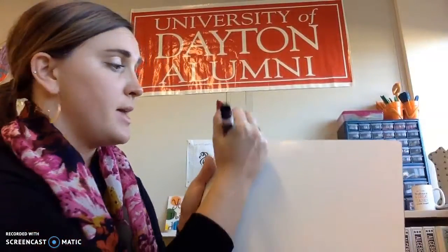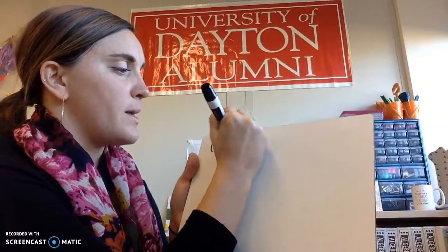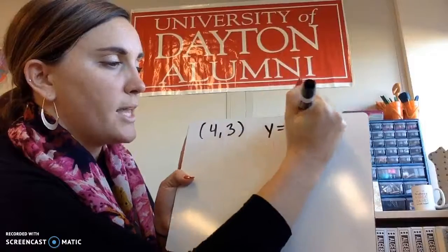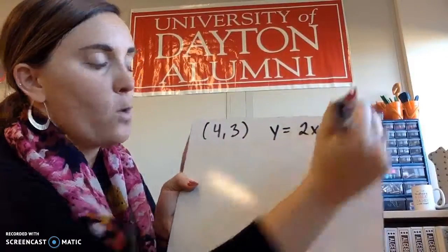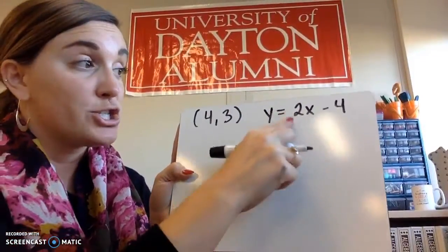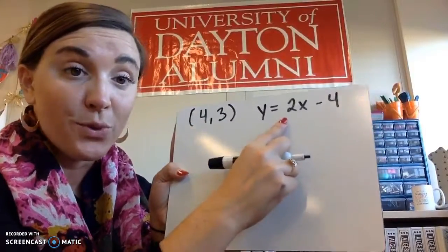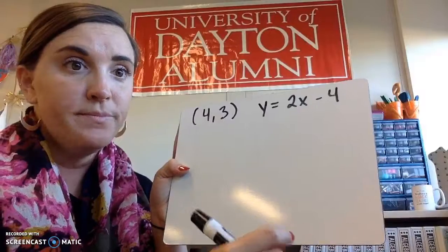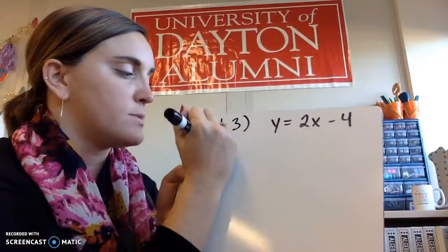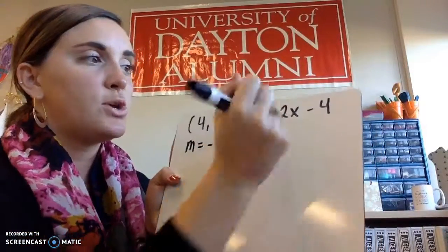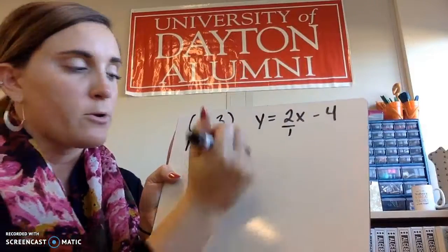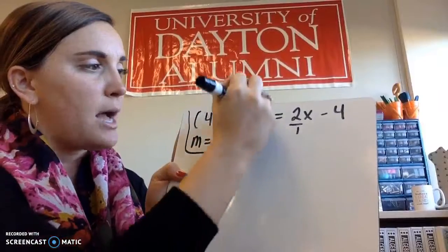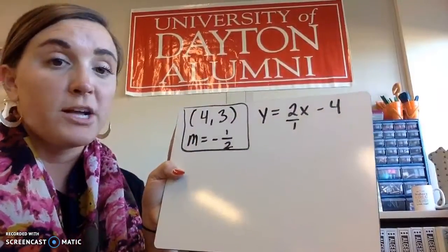So looking at number 3, it's going to go through (4, 3), and it's going to be perpendicular to y equals 2x minus 4. Perpendicular, so the slope of the line that they gave us is 2. What is the opposite reciprocal of 2? Well, it's positive, so I know my new slope is going to have to be negative. 2 is the same as 2 over 1, so the reciprocal would be 1 over 2, or 1/2. So this is the information I'm going to use in point-slope form.